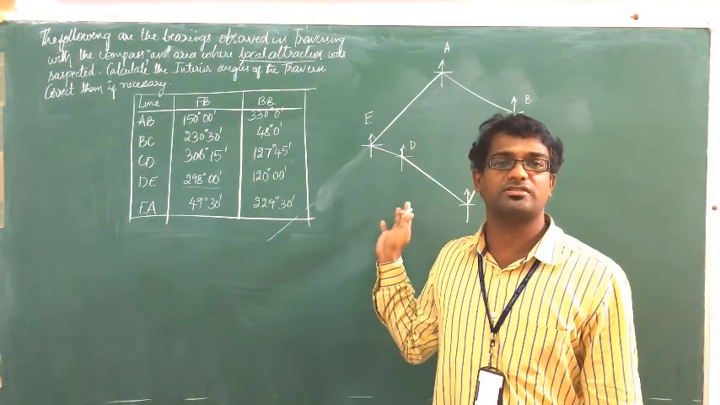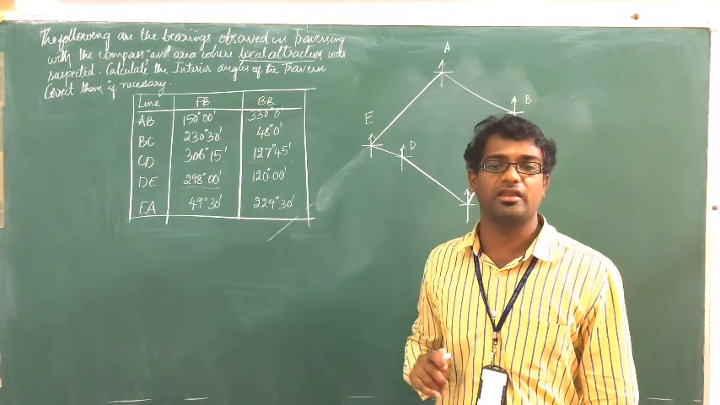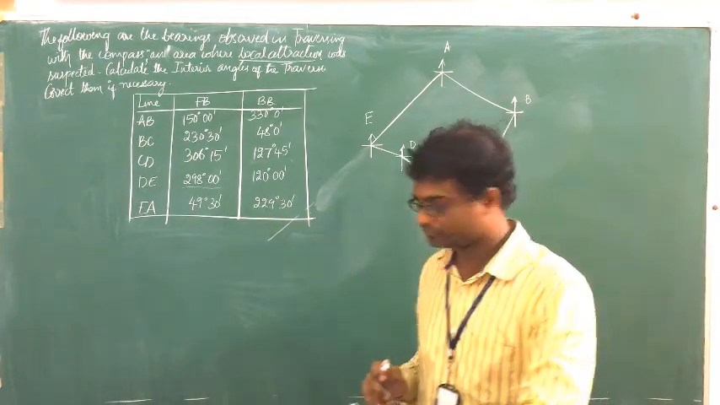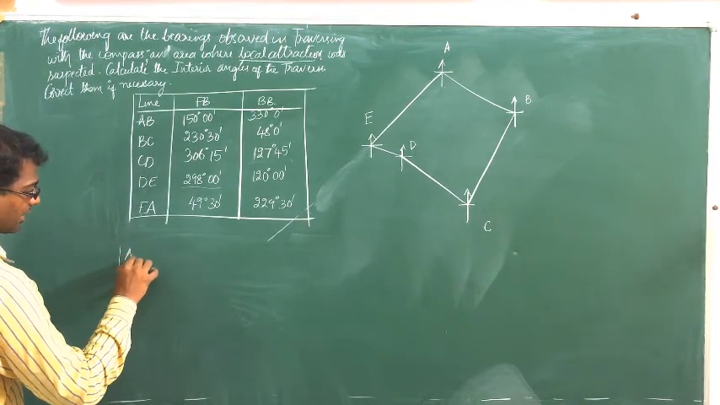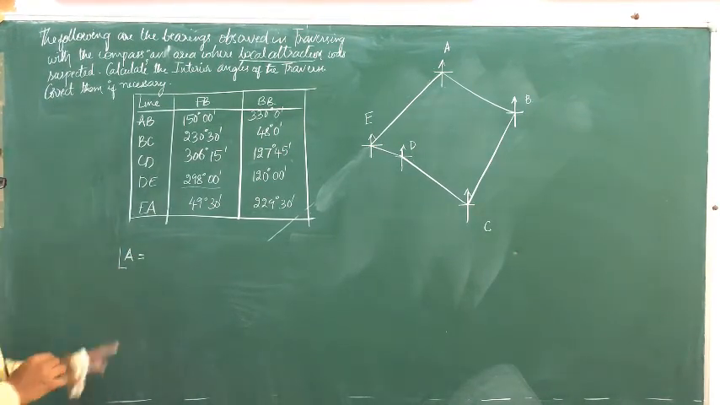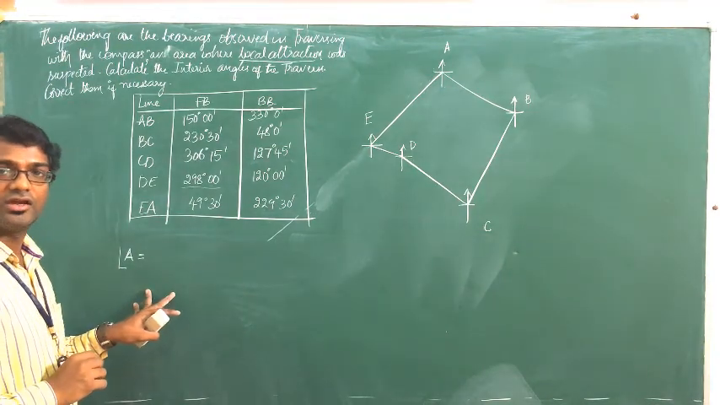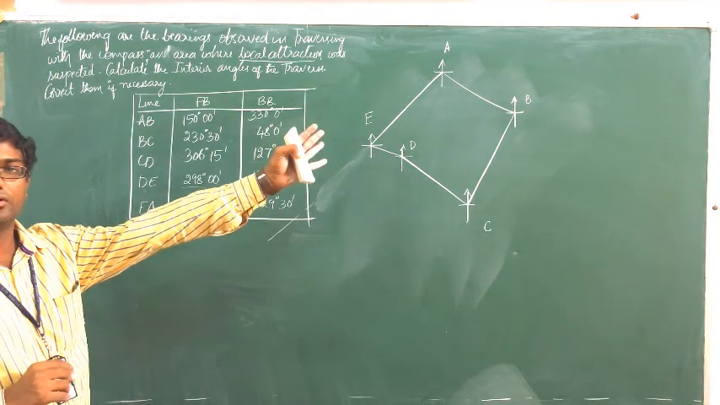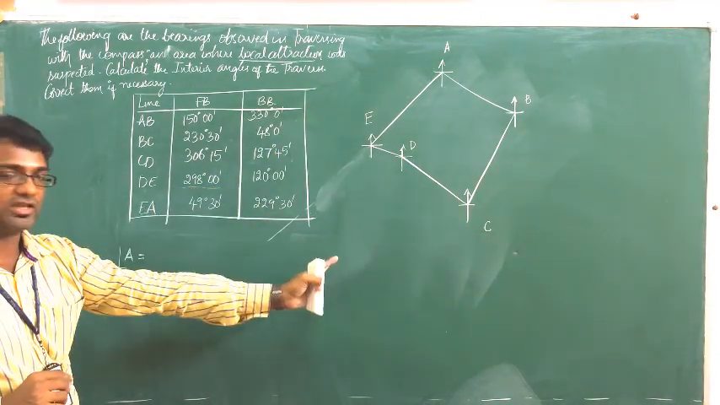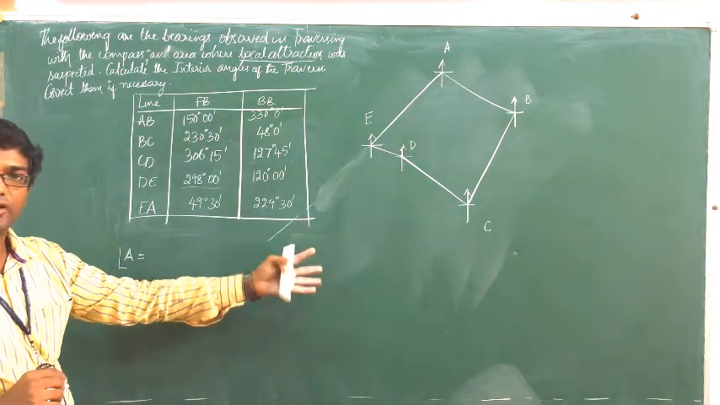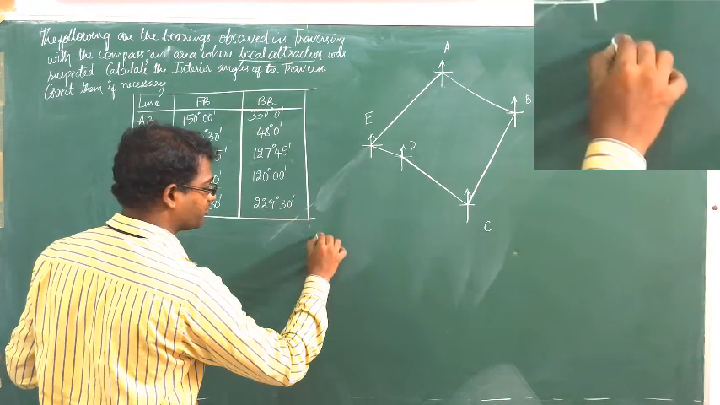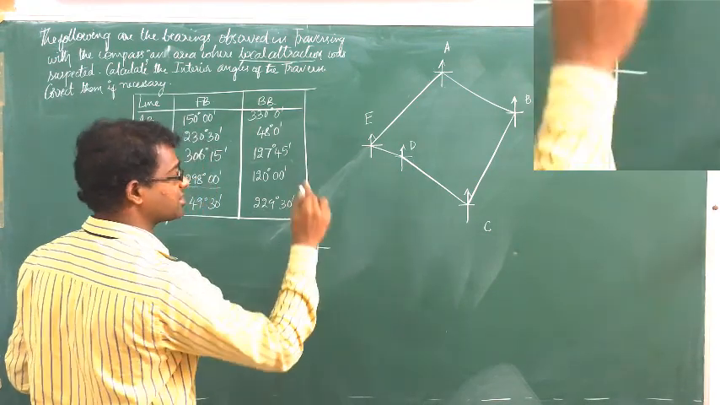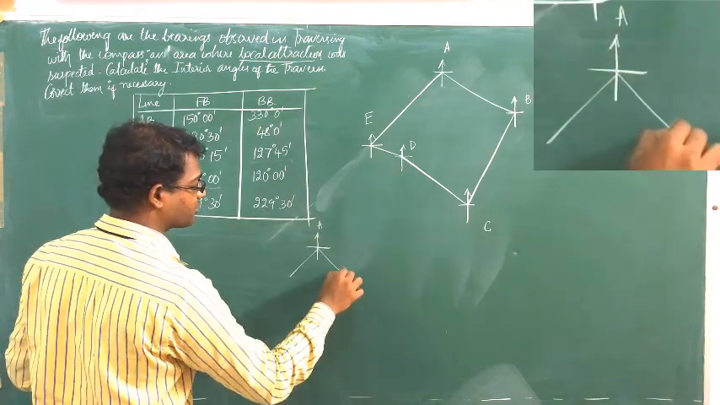Now, using the closed traverse, we shall calculate the included angles. Angle A: if you want to calculate angle A, you need to take station A, draw the lines, and find out the angle. So, how to do it? Station A, and from station A you have 2 lines.